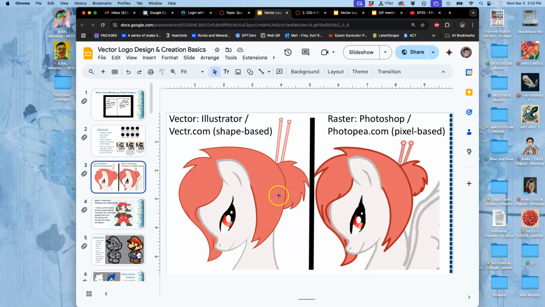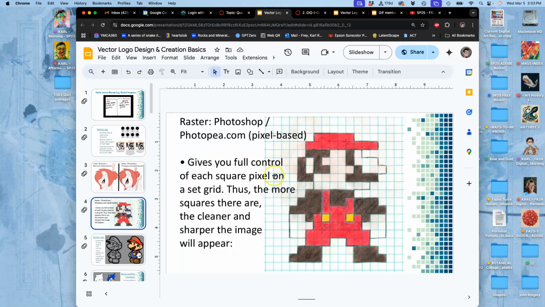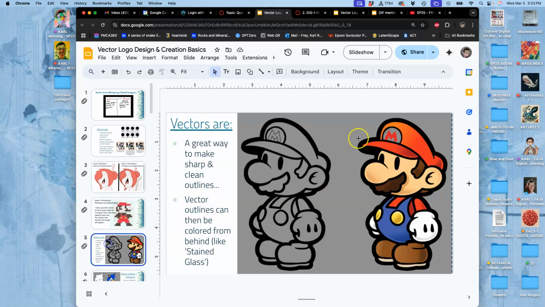You can see the difference between vector and raster. What's the biggest advantage? Vectors can be infinitely scaled from one file and always be clean. There's never that kind of stair-stepping you get with pixels. This is a thing of the past, right? So vectors are always, the curves are perfectly smooth. They're not made up of square pixels.